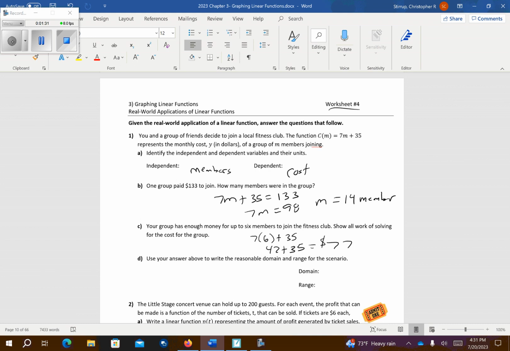Reasonable domain. Well, your domain, you're going to start out with $35 no matter what, no matter who joins or not, up to infinity. I mean, that's goofy to think, but you wouldn't have infinity. Your range is going to go from 35 on up as well, I'd say. And again, I'd clarify with your teacher on that, make sure you're good.